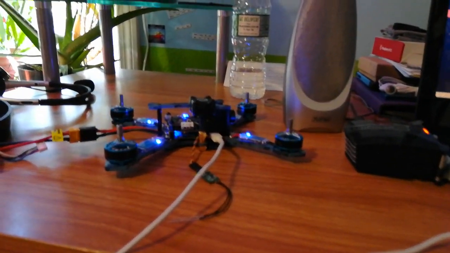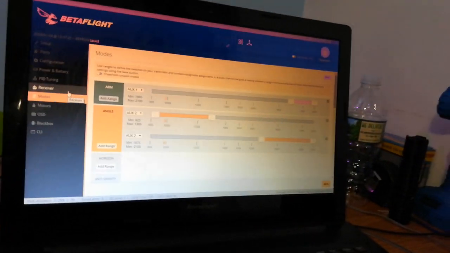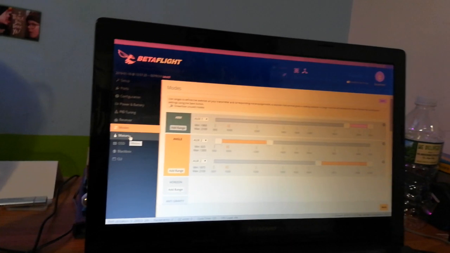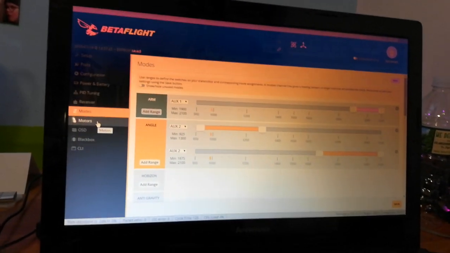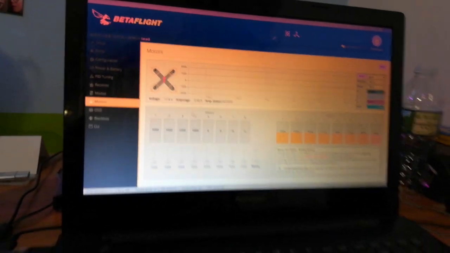And now it's beeping at me. I don't know why, but it likes to beep at me every once in a while. Don't know exactly why. After I've had it plugged in for a while, it will beep at me. It must be something to do with the battery or something. I don't know. But that's all for this. I got my motors going.